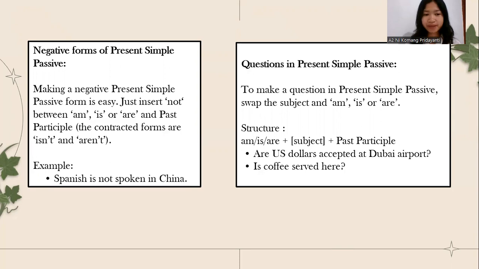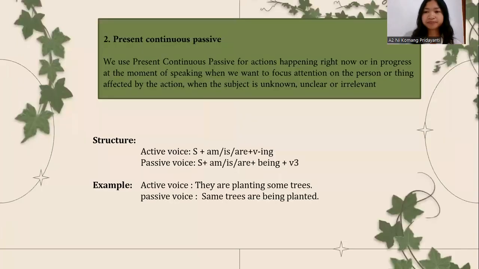And then the negative form of present simple passive: just put not between am, is or are. For example, Spanish is not spoken in China. And then for a question in present simple passive, swap the subject and am, is or are. For example, are US dollars accepted at Dubai airport? And then another example, is coffee served here?